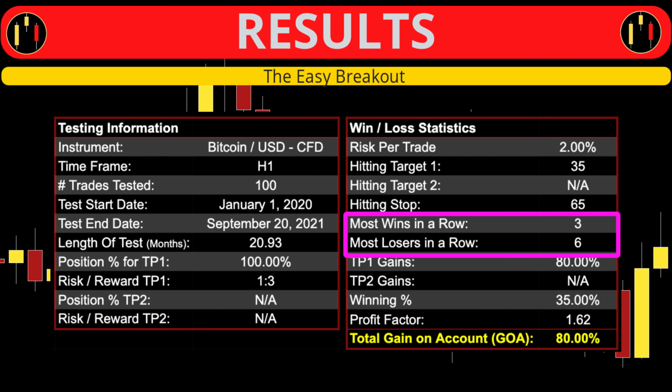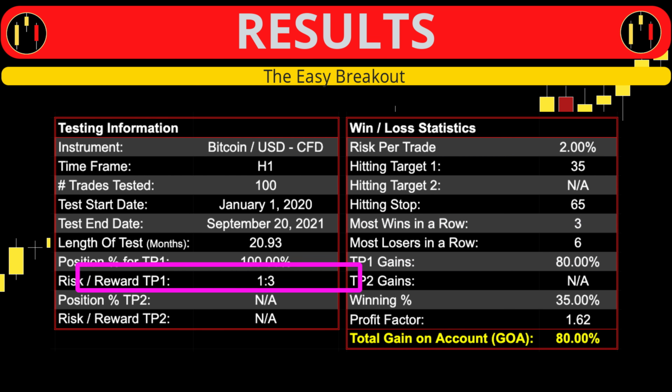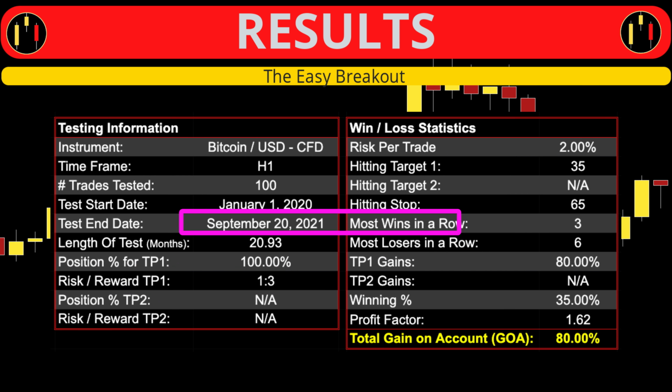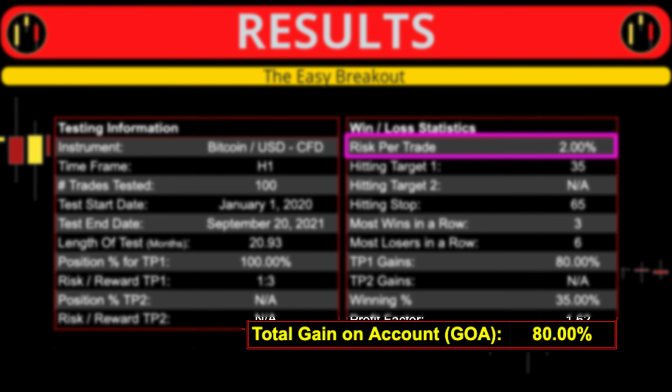Most wins in a row came in at 3, and most consecutive losses turned out to be 6. But because our risk versus reward was 1 to 3, the total gross gain on account, risking 2% per position, came in at 80%.